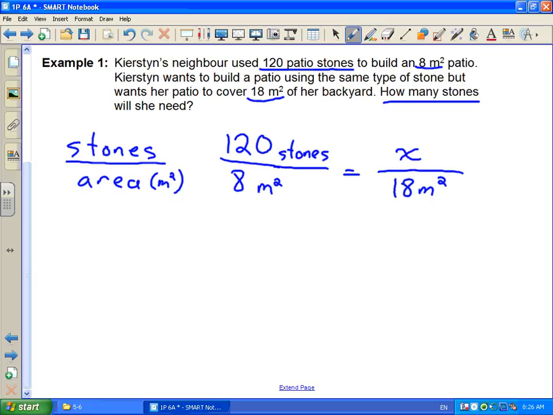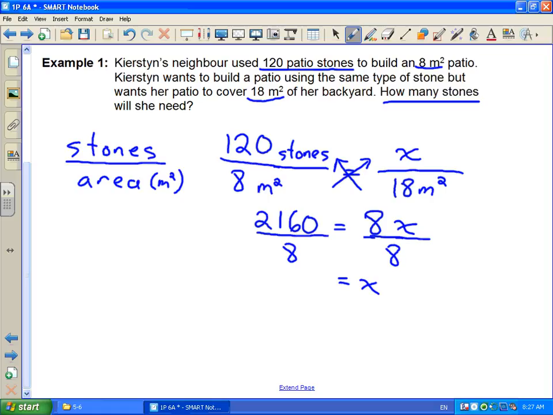And we're going to solve this the same way we did in the previous lesson. We're going to cross multiply, and then we're going to divide. So 18 times 120 gives us 2160. 8 times x gives us 8x. And then we'll divide both sides by that number, that coefficient that we see on the x. So we'll divide both sides by 8. And we'll get x equals 270.